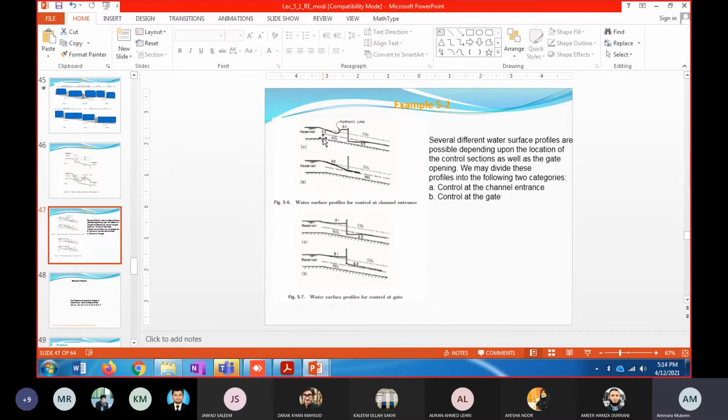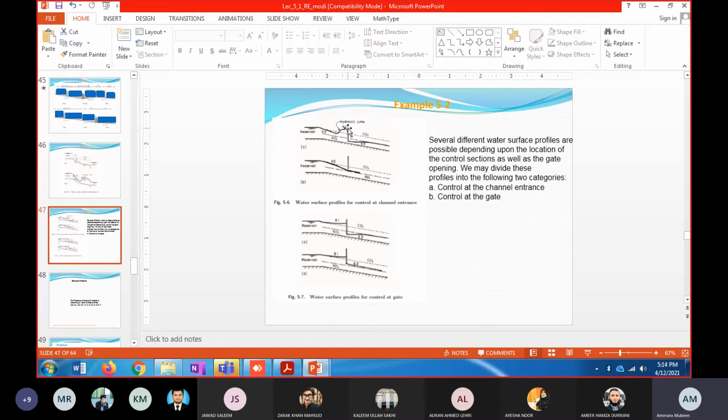Figures 5.6A and 5.6B. This is 5.6A and 5.6B. So different profiles have been shown in both the figures depending upon the gate opening.